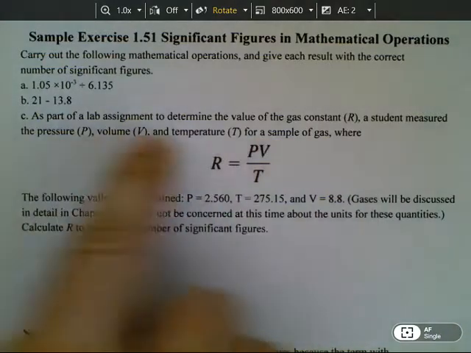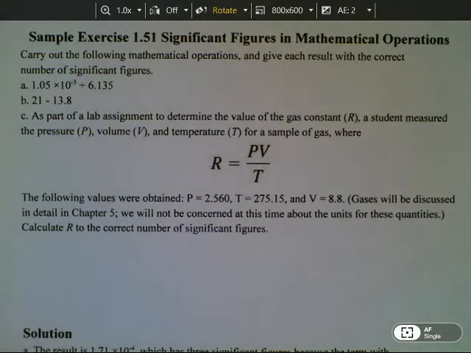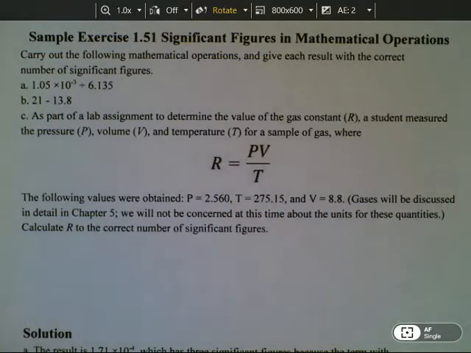By the way, this stuff that I'm about to read and this equation is something that we go over in a chapter coming up pretty soon. But because we haven't gone over it, we're not going to worry about units. The units that go along with these values will be important, but because right now we're practicing our significant figures, we're not going to worry about units.